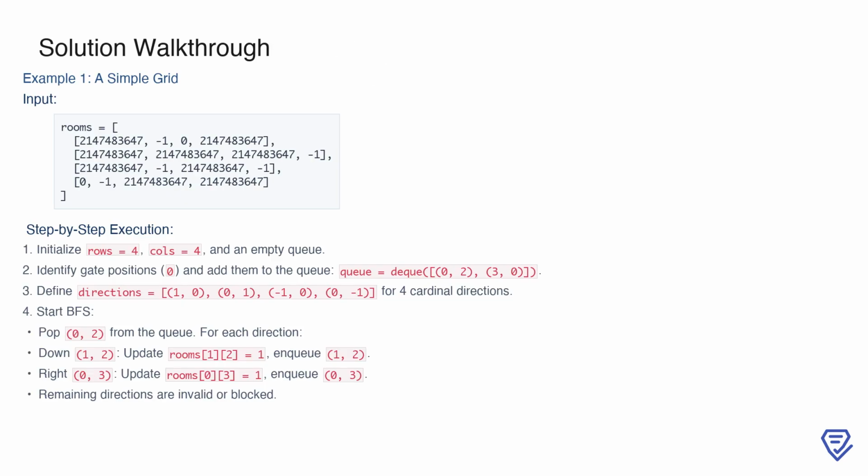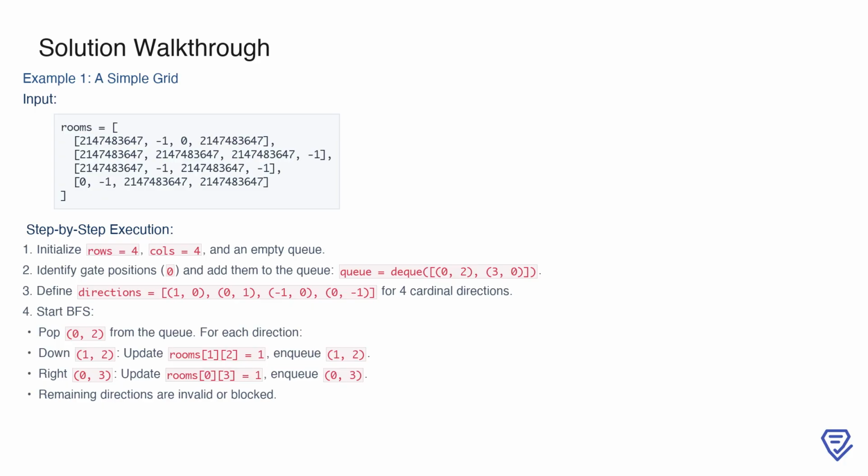To solve the walls and gates problem, we use a breadth-first search, or BFS, approach. We start with an example grid where the value 2147483647 represents an empty room, -1 is a wall, and 0 is a gate. The goal is to fill each empty room with the shortest distance to a gate. First, we initialize the number of rows and columns in the grid, set up an empty queue to facilitate BFS, and locate all gate positions. In this grid, gates are at positions 0, 2, and 3, 0, so they are added to the queue. We also define 4 cardinal directions: down, right, up, and left to explore neighboring cells.